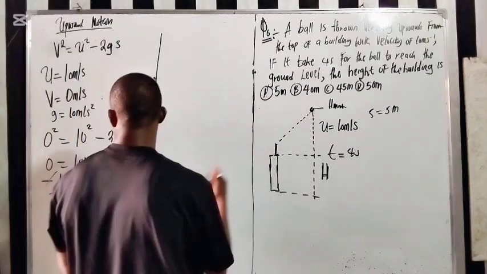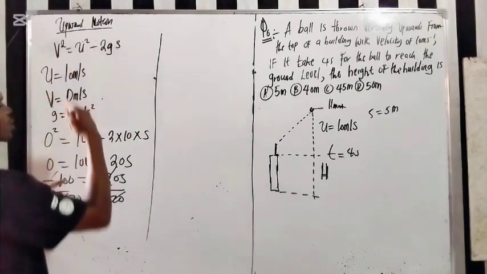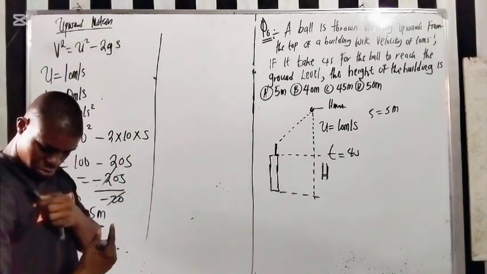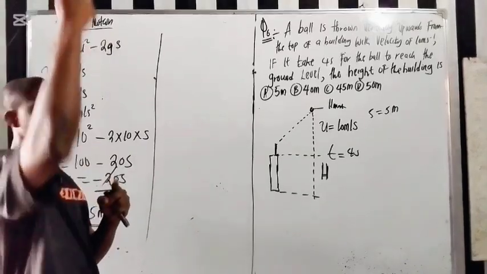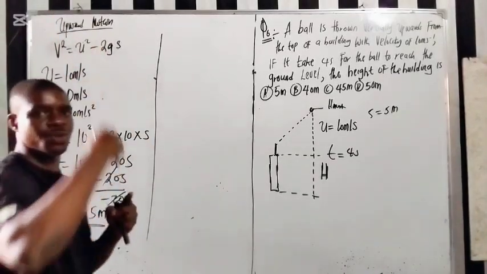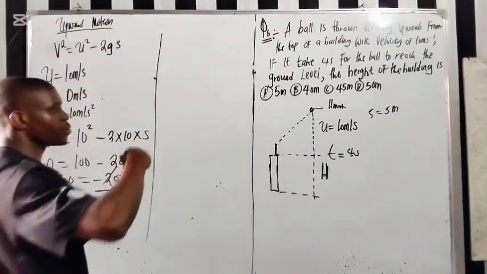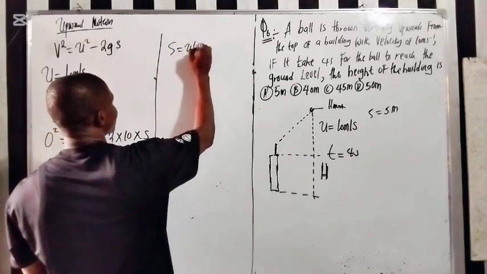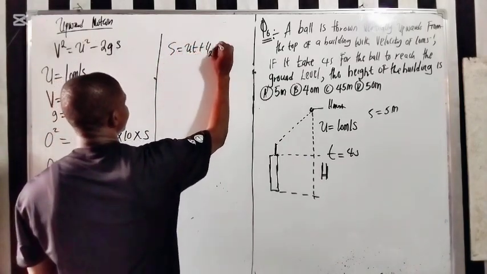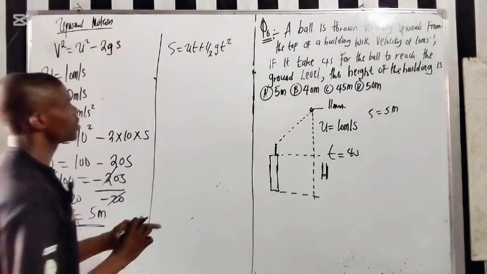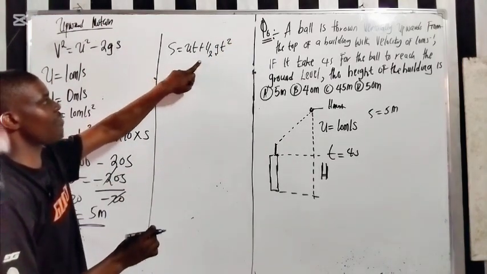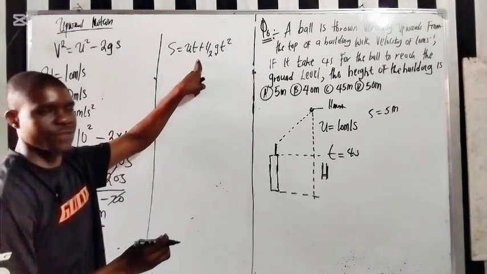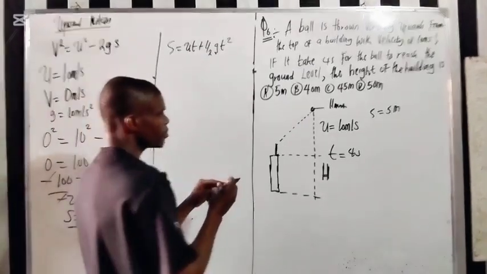Now remember, the reason we use this formula here is because it's upward motion. Remember I told you that upward motion is minus, right? But for downward motion, the formula you're going to use is x equals ut plus half gt squared. Do you understand? Now why do we use this formula here?